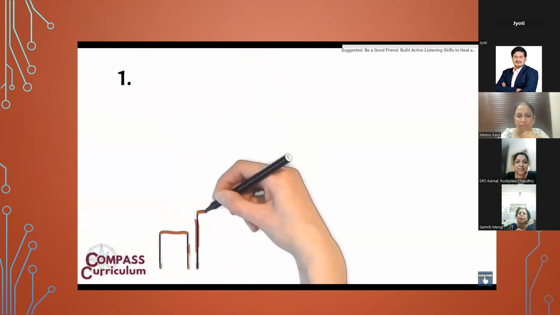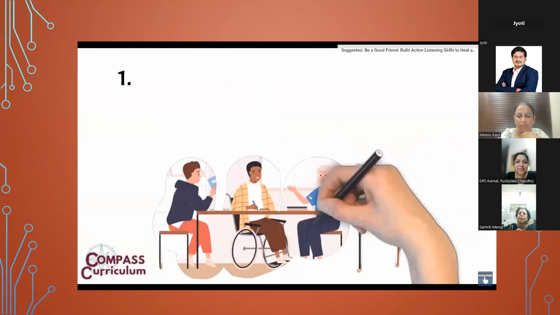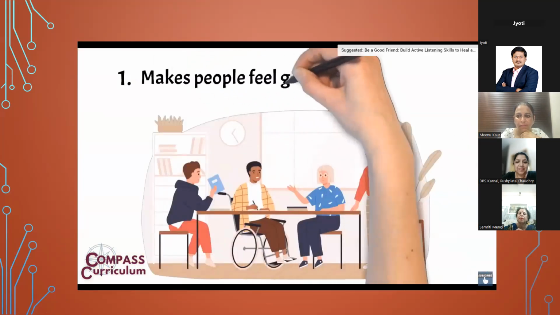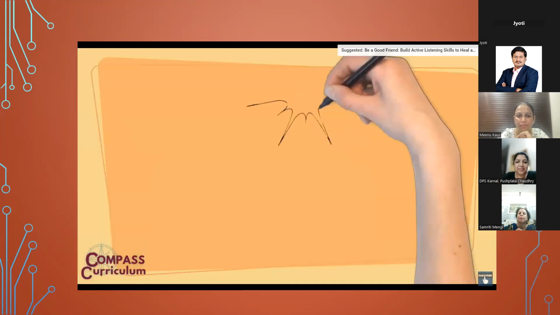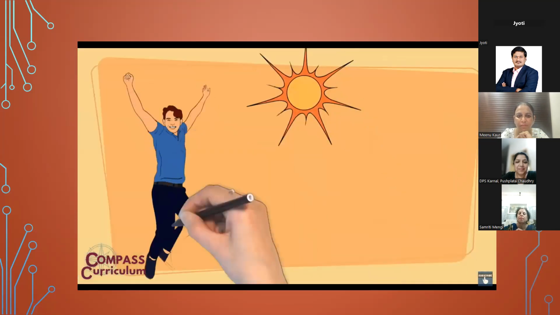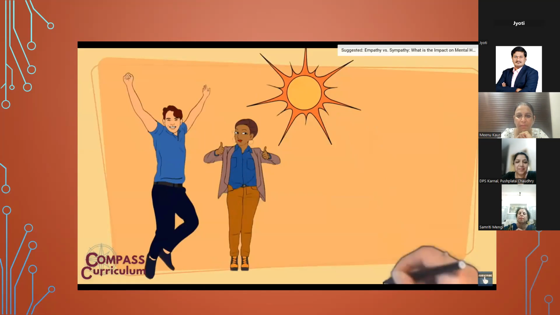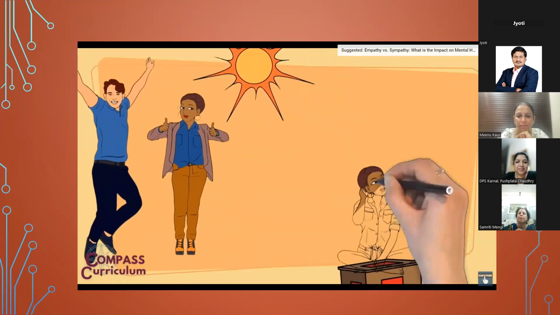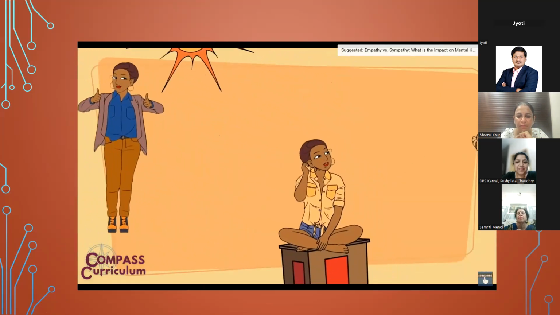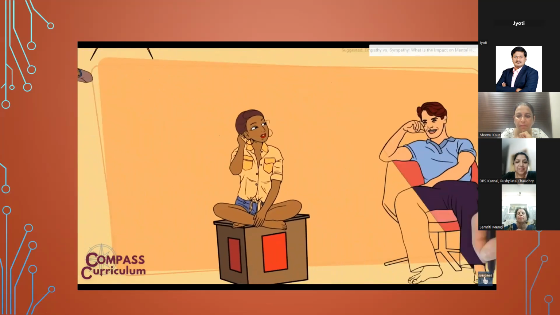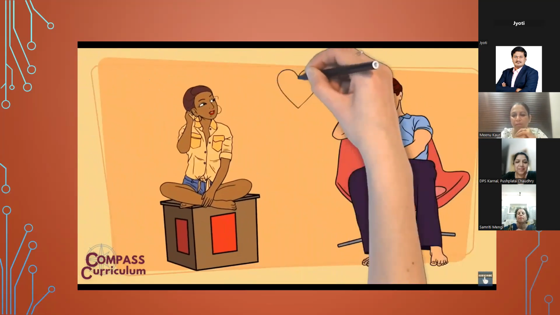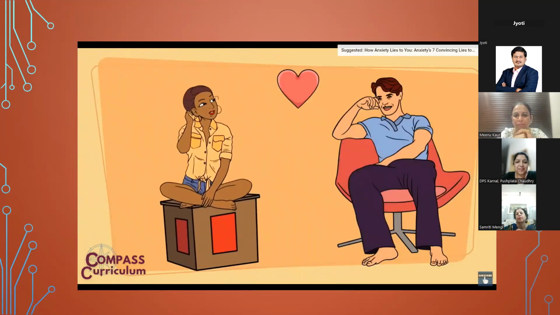1. When you understand and share the feelings of others, it makes people feel good. Empathy helps you celebrate others' success and enables you to provide emotional support in times of need. Compassion makes people feel validated and valued, healing past traumas in individuals, families, and communities.